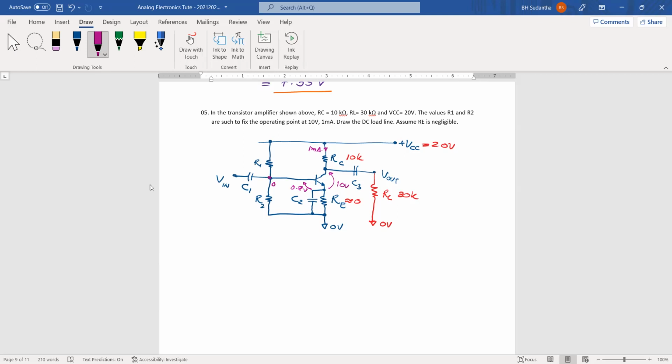Then this point voltage is 0.7 volts. Then we have to maintain 0.7 volts here. To do that, we have to find R1 and R2. Then we can write the equation. 0.7 volts equals to R2 times VCC over R1 plus R2.